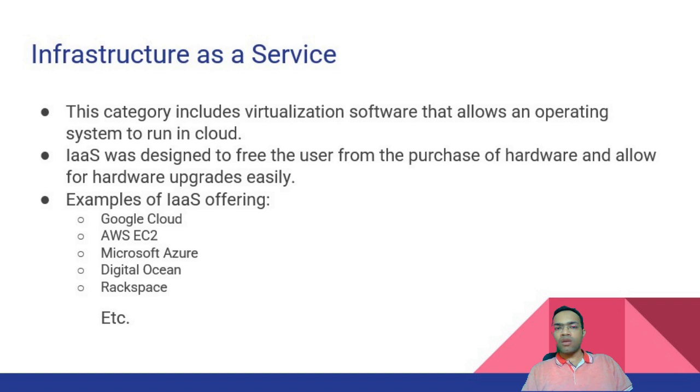Infrastructure as a service includes virtualization services that allow an operating system to run in a cloud. So all the software in cloud is developed using platform as a service and delivered as software as a service, but we used to buy the hardware to run these services. So infrastructure as a service is designed to free the user from the purchase of hardware and allow the hardware upgrade easily. Some examples of infrastructure as a service are Google Cloud, AWS EC2, Azure from Microsoft, DigitalOcean, Rackspace, etc.